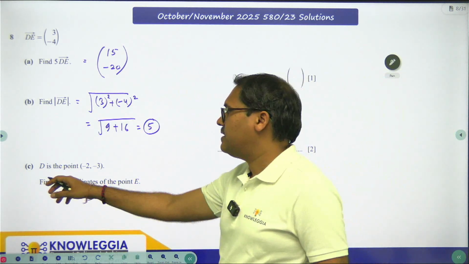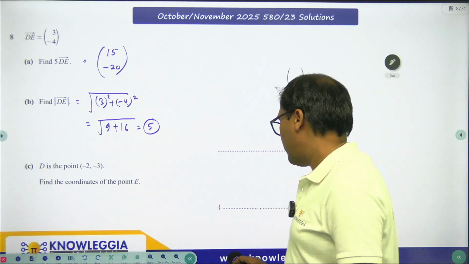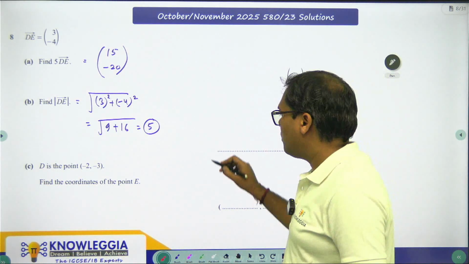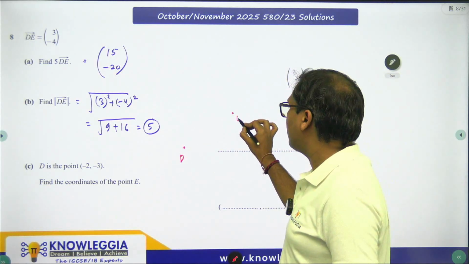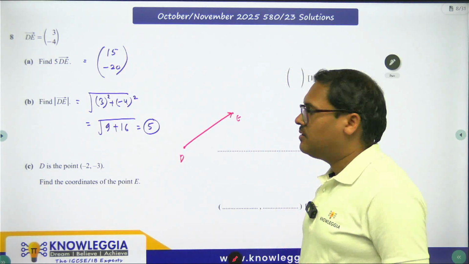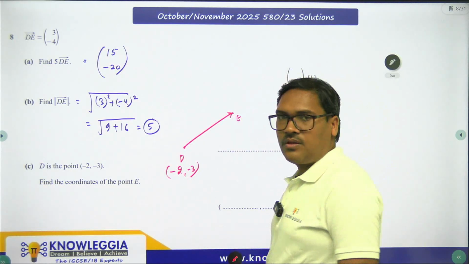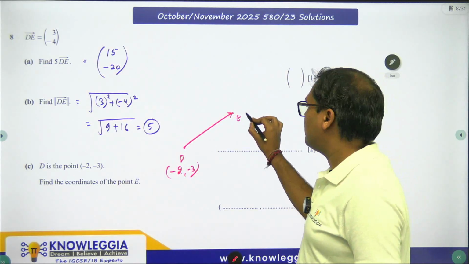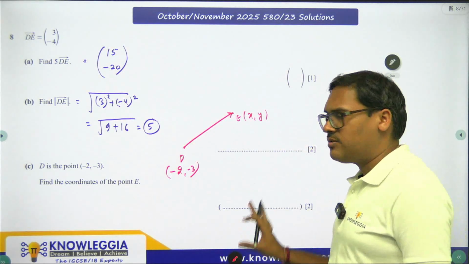Now the next question is: D is the point minus 2 comma minus 3. Then find the coordinates of E. So for example, if you draw something like this, let's say this is D and this is E. And we know the DE vector. This is the DE vector. What is D? This is minus 2 comma minus 3. And you have to get E. Let's say this point is x comma y. So this is just a diagram to show the meaning of this.